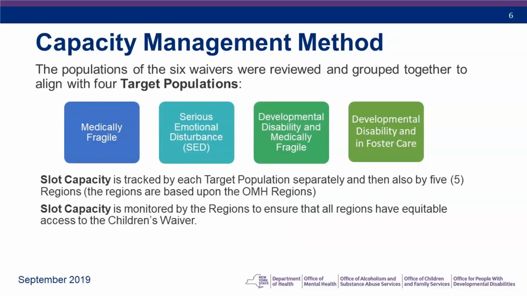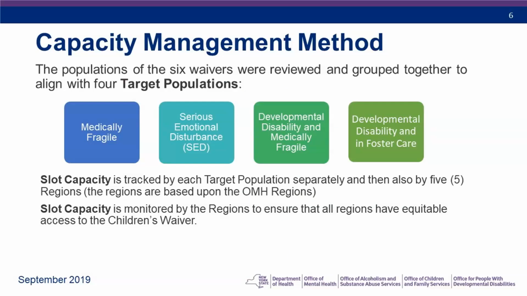And so as you see there, we took the 6 waivers that consolidated into the children's waiver, and we broke those 6 waivers into 4 what we call target populations. So when you conduct the home and community-based eligibility determination, there are 4 target populations, and your child who needs HCBS will hopefully fall into one of those categories. So we have the medically fragile.